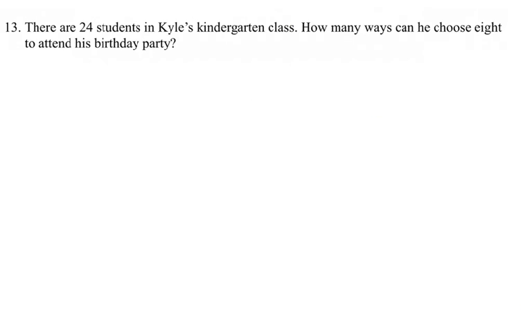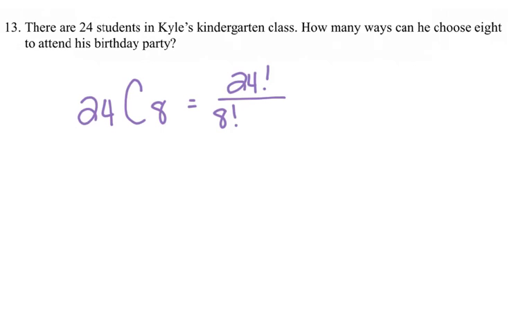There are 24 students in Kyle's kindergarten class, 24 total. How many ways can he choose 8 to attend his birthday party? He's not choosing first place, second place, order doesn't matter, he's just choosing 8. So it's going to be 24 factorial over 8 factorial times (24 minus 8) factorial. So this is how many ways he can do that. That's a lot.